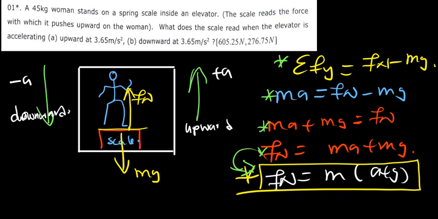Now let's solve this question. So the question is, a 45 kg woman stands on a spring scale inside an elevator. The scale reads the force with which it pushes upward on the woman. What does the scale read when the elevator is accelerating, part A, upward at 3.5 meters per second squared? B, downward at 3.65 meters per second squared.